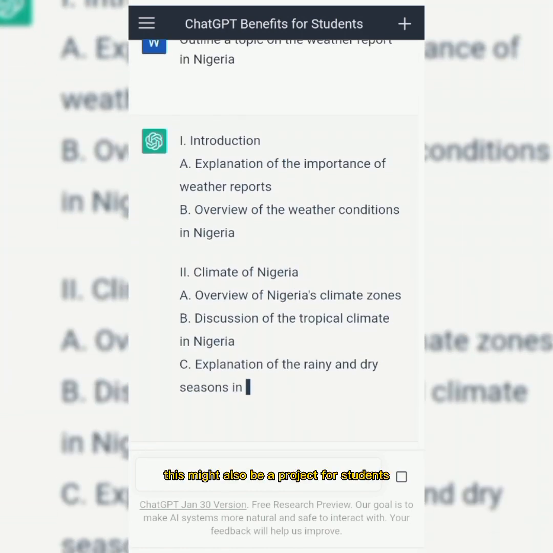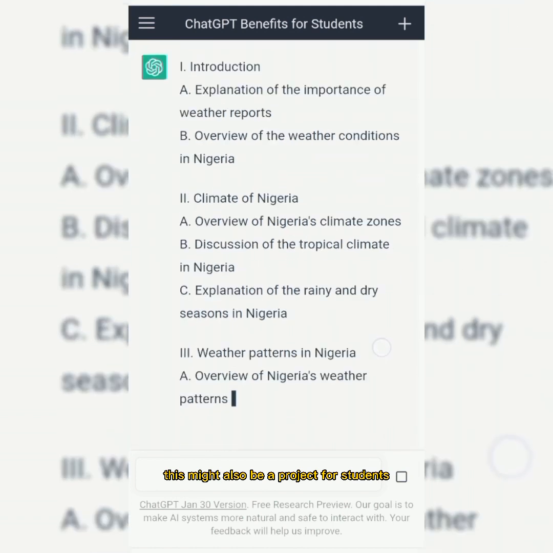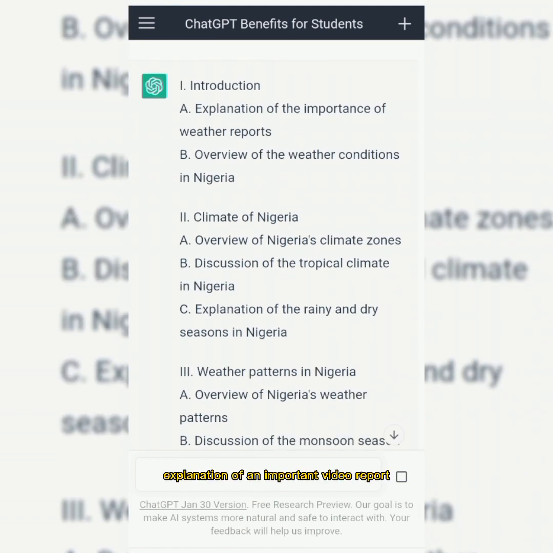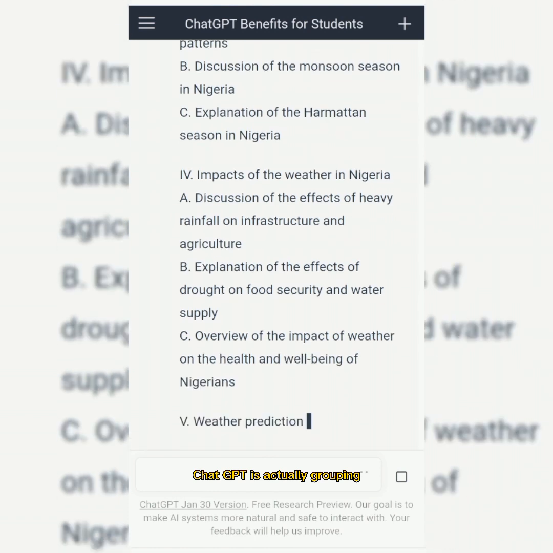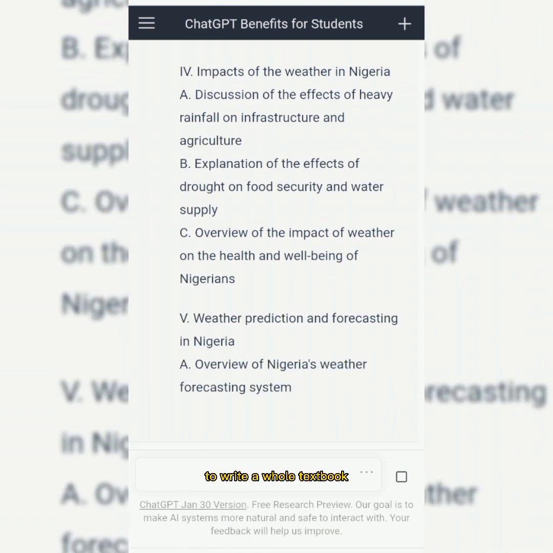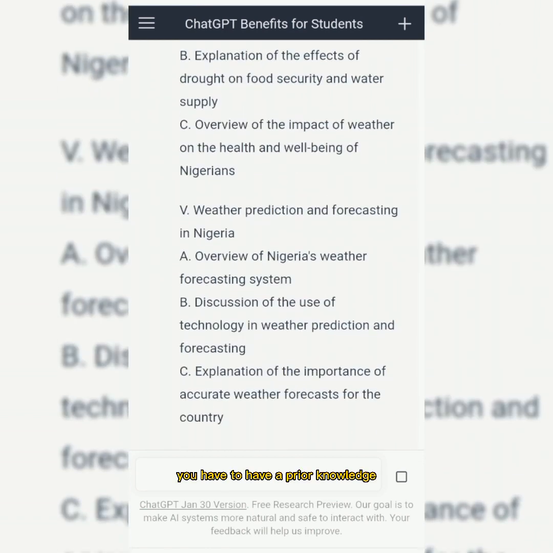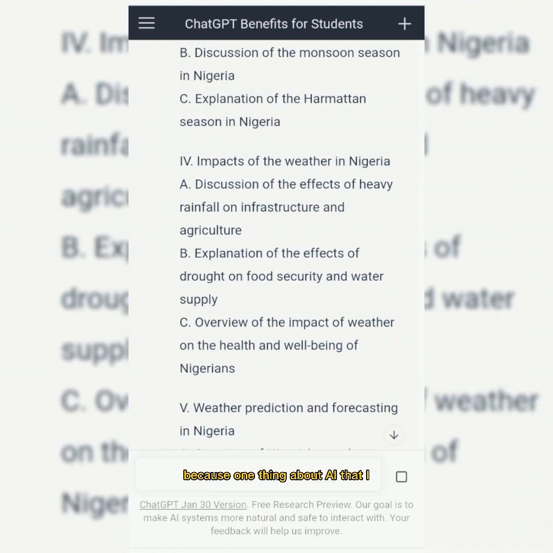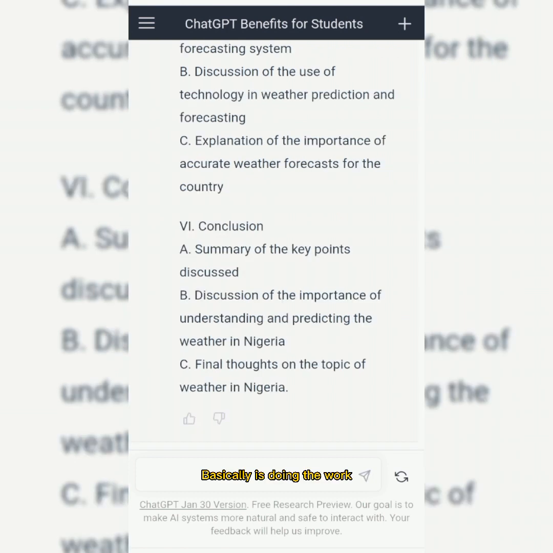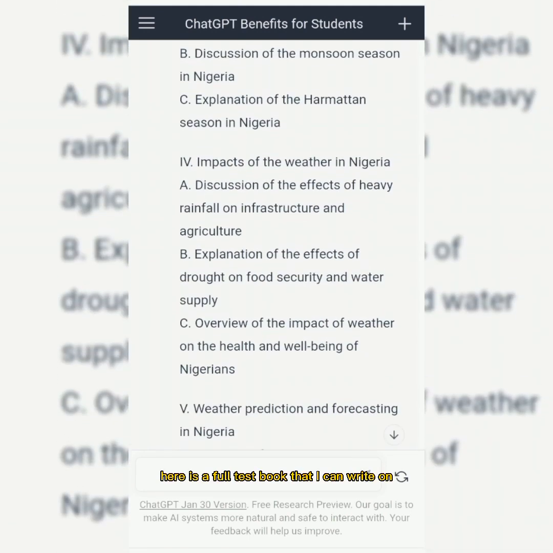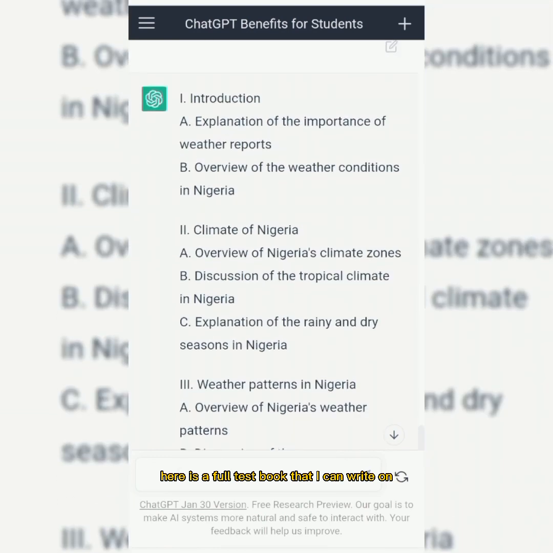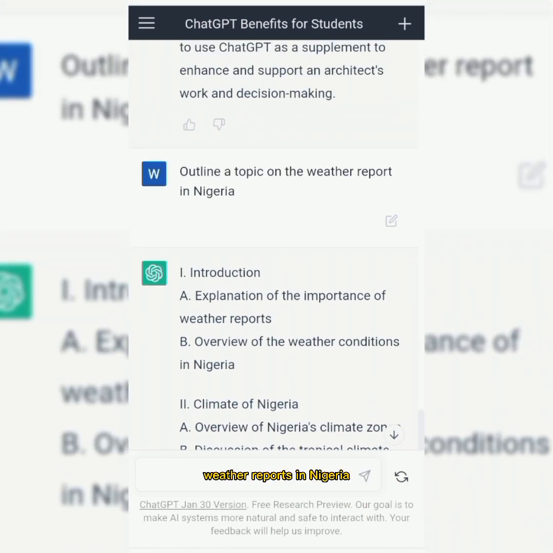This might also be a project for students. So: introduction, explanation of the importance of weather report. ChatGPT is actually grouping. So you can even use ChatGPT to write a whole textbook. As I said before, you have to have prior knowledge, because one thing about AI that I explained to us is that it helps us to enhance our work. Basically, it's doing the work, but it also improves and enhances the work. So in other words, here is a full textbook that I can write on weather reports in Nigeria.